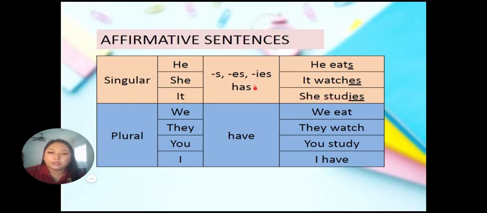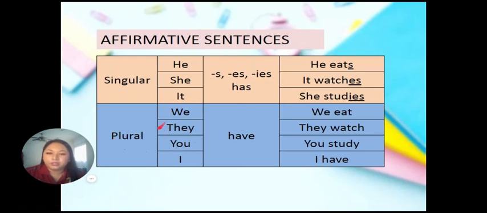We change y with ies. Okay, and then if we need to use has or have, okay, mempunyai, so we can say he has. So singular, we always use has. Okay, now let's see plural, ataupun lebih daripada satu.